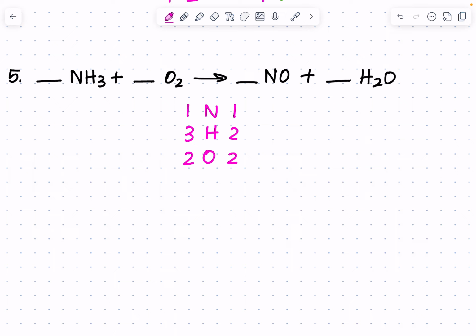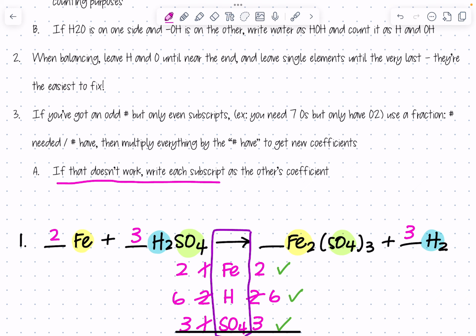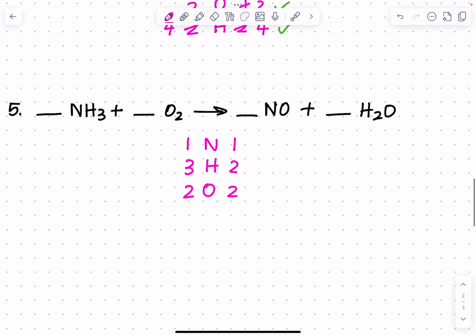Unfortunately, this is the situation where I have an odd number on one side and an even number on the other. So this is where we can use our fraction if we want to do that. The other thing we could do is flip-flop our subscripts. If that doesn't work, write each subscript as the other's coefficient. Let's approach it that way and see what happens.